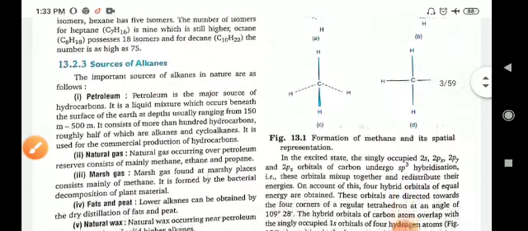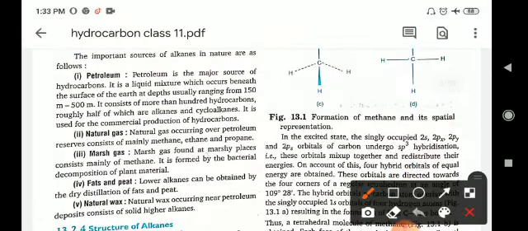Sources of alkanes. The important sources of alkanes in nature are as follows. First, petroleum. Petroleum is the major source of hydrocarbons. It is a liquid mixture which occurs beneath the surface of the earth, usually at a depth ranging from 150 to 500 meters. The second example is natural gas. Natural gas occurring over petroleum reservoirs consists mainly of methane, ethane and propane.